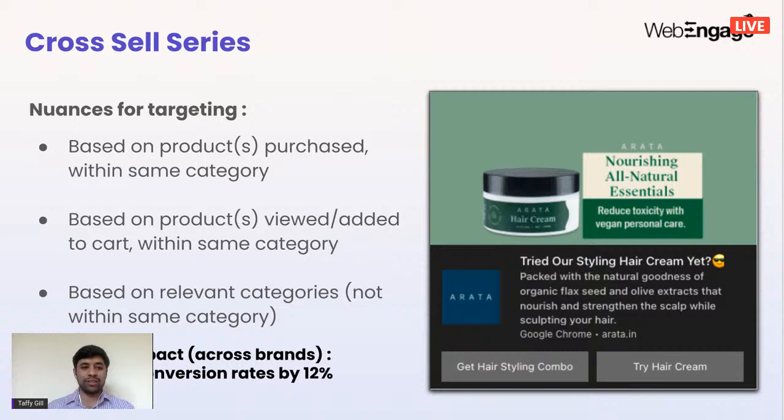The third kind of cross selling can be with regards to Taffy's purchase from a particular category, now showcasing other categories that are there. So let's say for a men's grooming brand, if Taffy purchased from the hair care category, how about we pitch him face care, or how about we pitch him skin care? Something along those lines could also go a long way in ensuring that we increase the average order value.